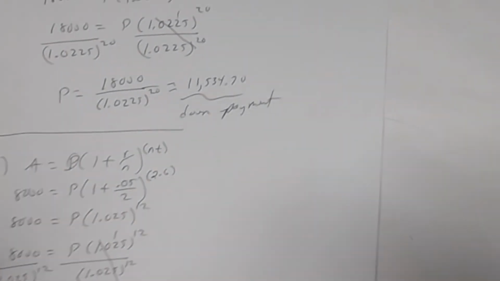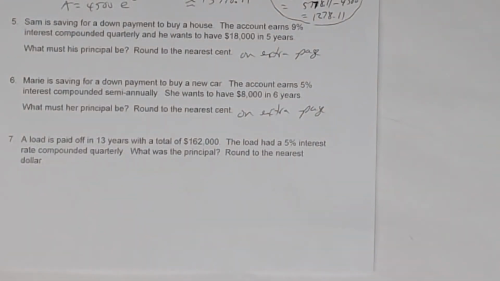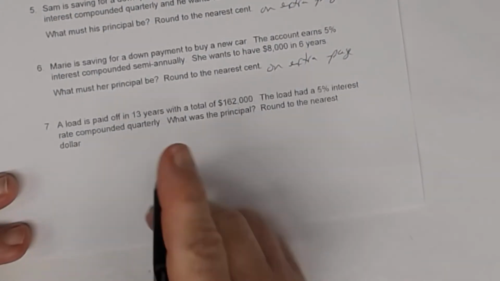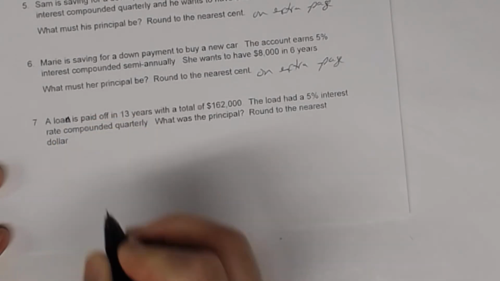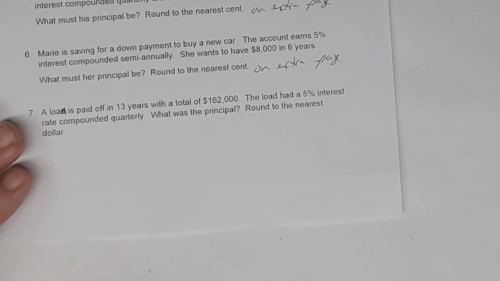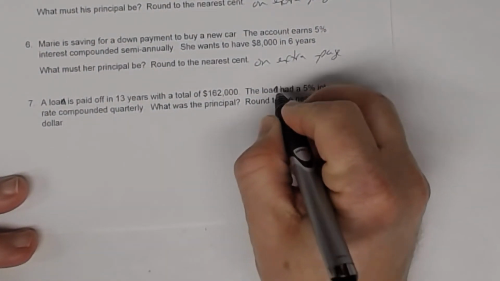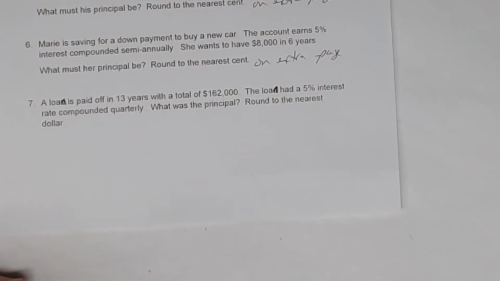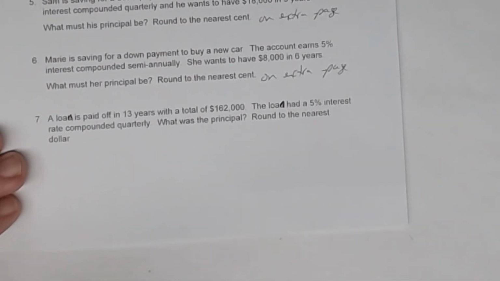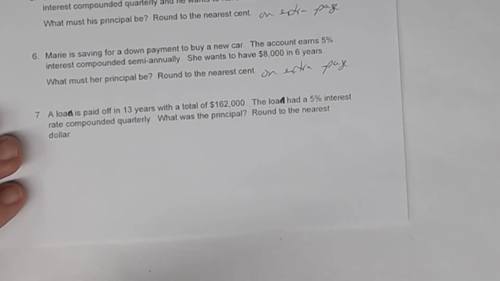All right, let's do number 7. Number 7, the very last one now. We have a loan. A loan is paid off in 13 years with a total of $162,000. The loan had a 5% interest rate compounded quarterly. What was the principal? So number 7 is just like numbers 5 and 6. Around this time, you want to round to the nearest dollar.